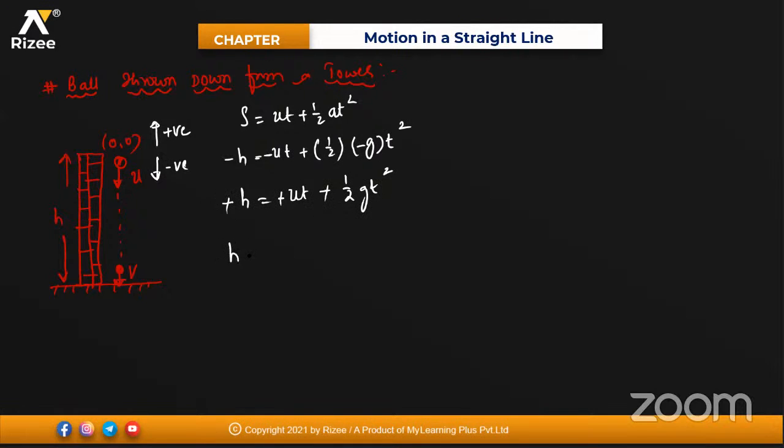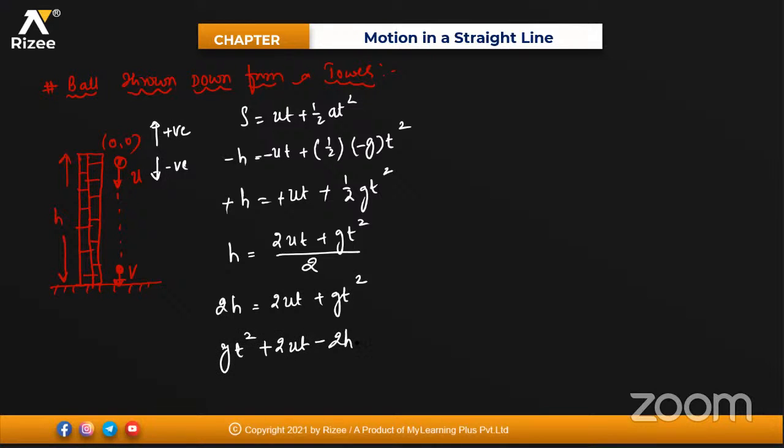So this will become H equals 2ut plus g t squared, divided by 2. Simple. That means 2H will be equal to 2ut plus g t squared. If I write it in the form of a quadratic equation: g t squared plus 2ut minus 2H equals 0. So this is again in quadratic equation form. I can write this in the form ax squared plus bx plus c equals 0. So the value of a is g, the value of b is 2u, and the value of c will be equal to minus 2h. Clear?